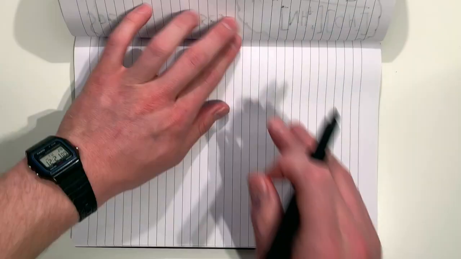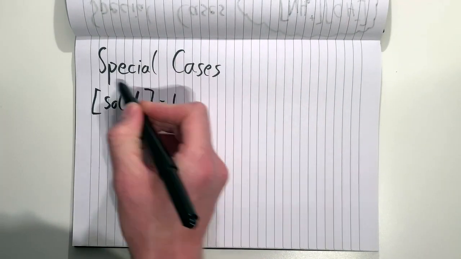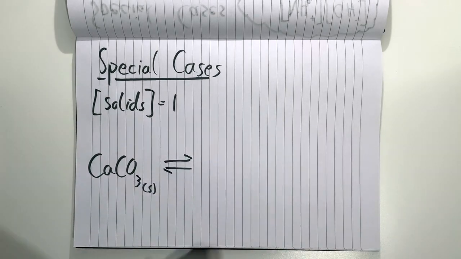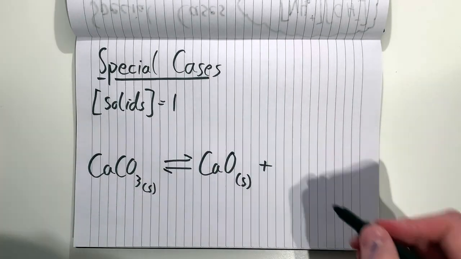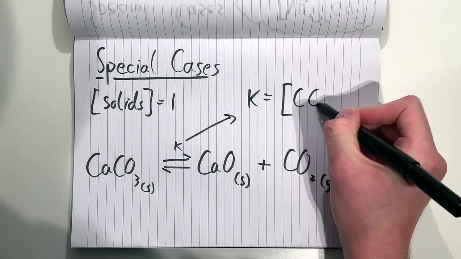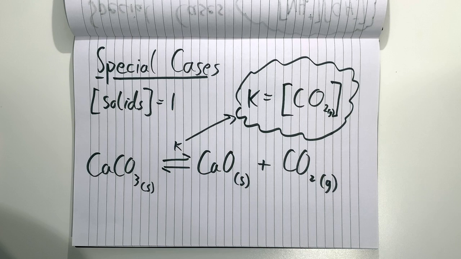One more example, I promise. I want to look at an equilibrium with some solids in it. Remember that these are equal to 1. Calcium carbonate can be reduced to produce carbon dioxide gas, but this gas is the only non-solid thing in the reaction, so the equilibrium constant is simply the concentration or pressure of carbon dioxide.